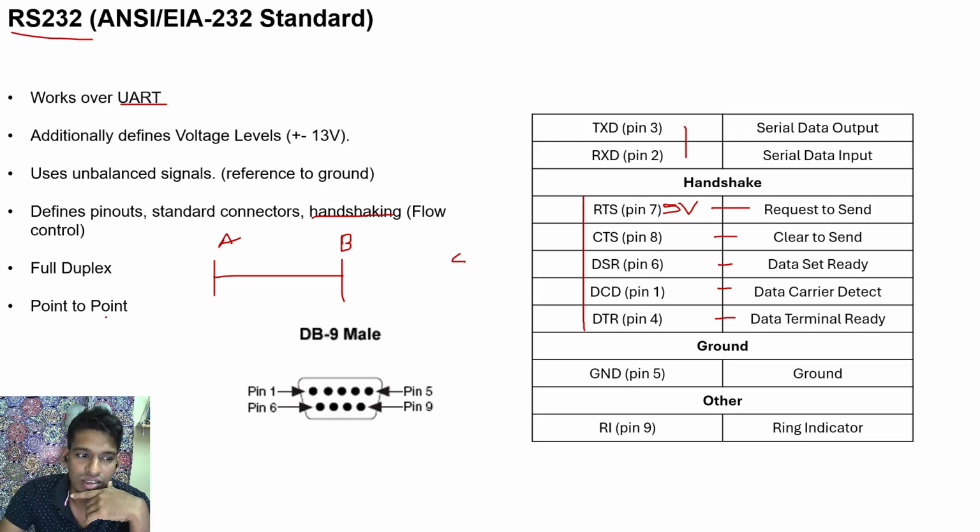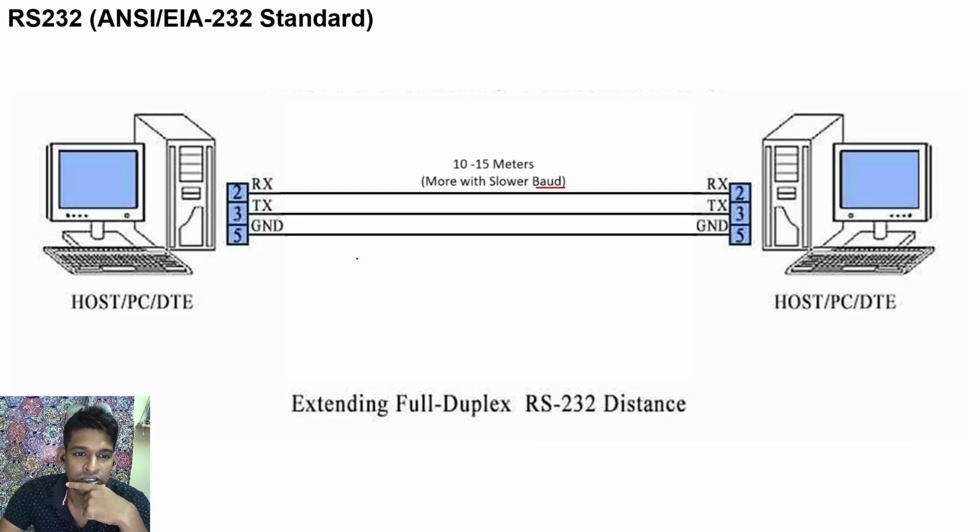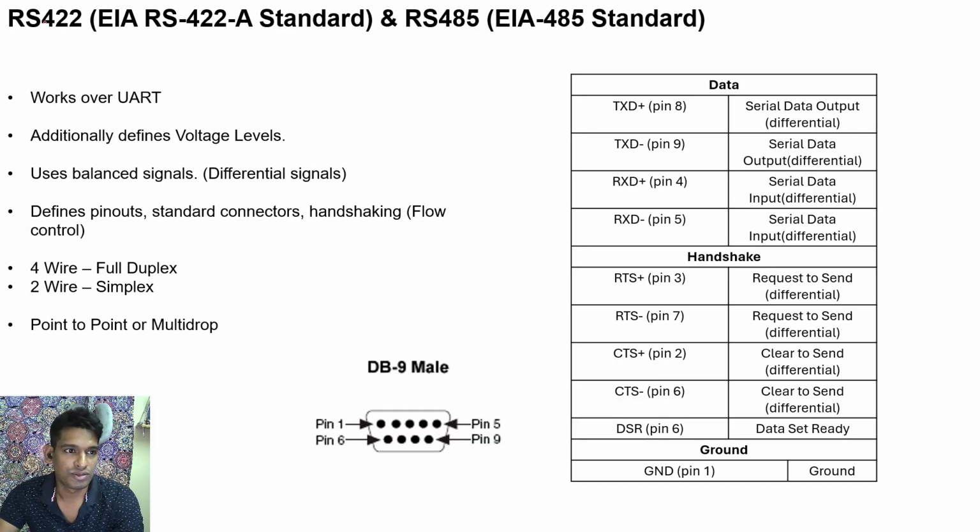The only disadvantage is that it will always be point to point. You cannot have multiple devices communicating with each other. It will always be from device A to device B. So that is why people have come up with a new serial communication interface standard, that is RS-422, or its modern variant RS-485. Nowadays people are not even using RS-422, because its modern, slightly different variant is RS-485.